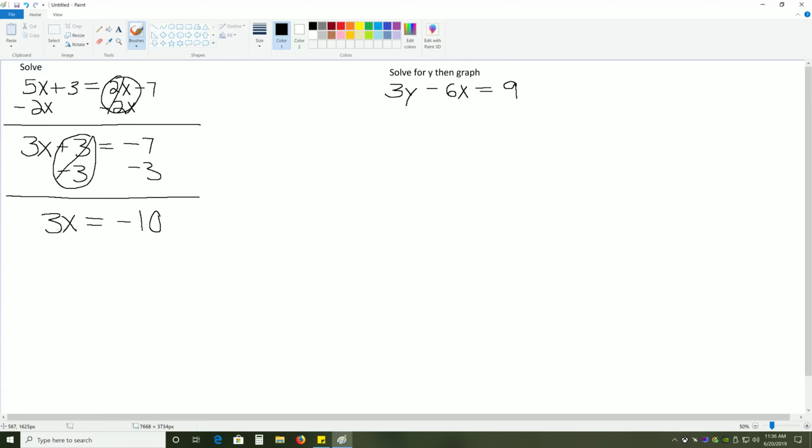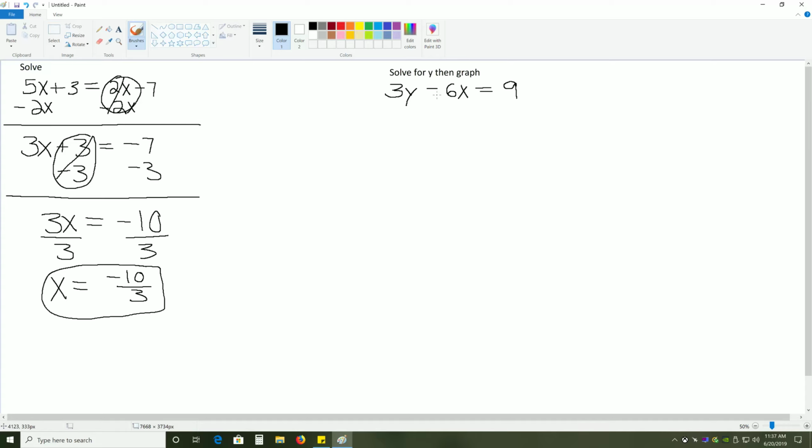And now finally, to get our x alone, we will divide each side by the number that is in front of our x, which is 3, which leaves us with x equals negative 10 thirds. And that is the value that if you were to plug it in for x in each side of this original equation, you would get a solution. You would get one number equal to itself.